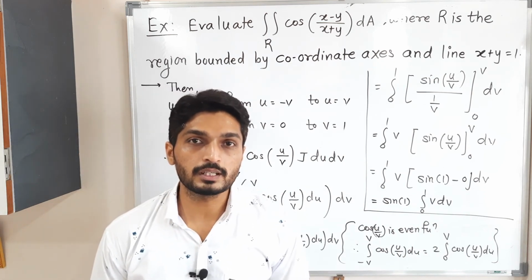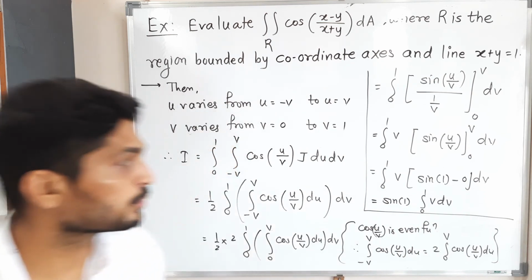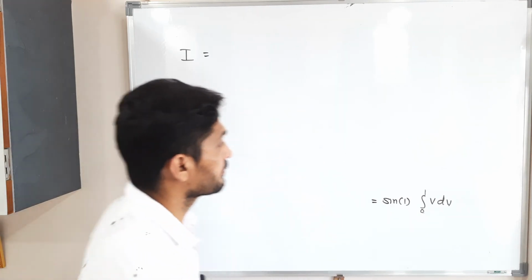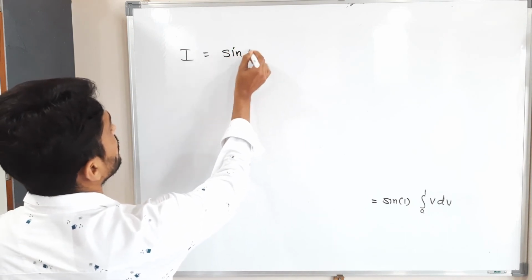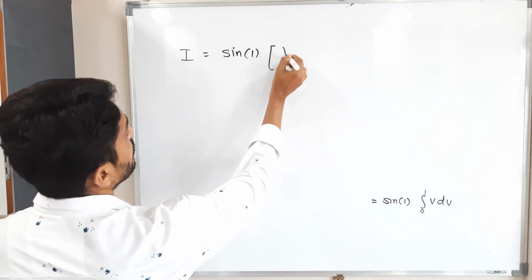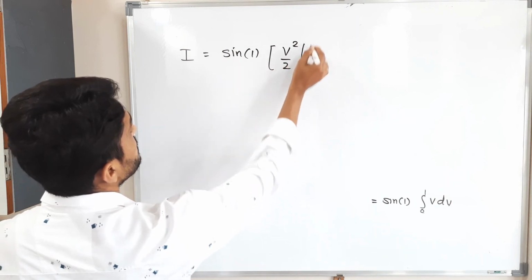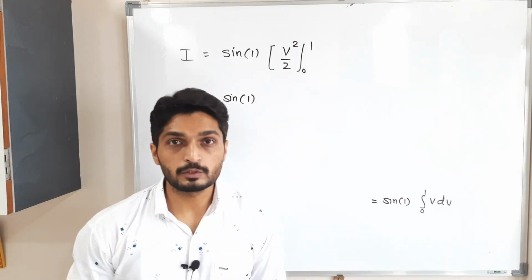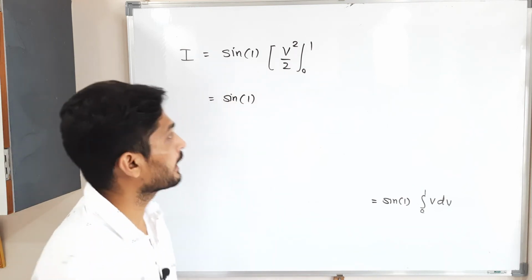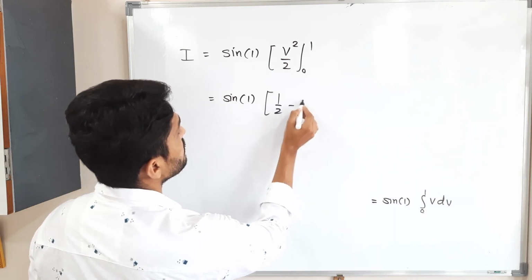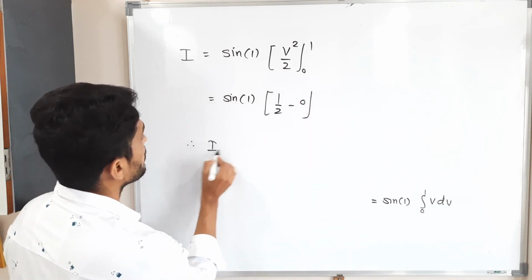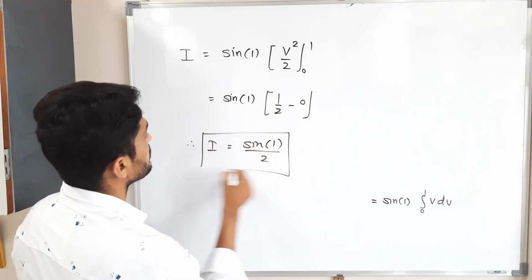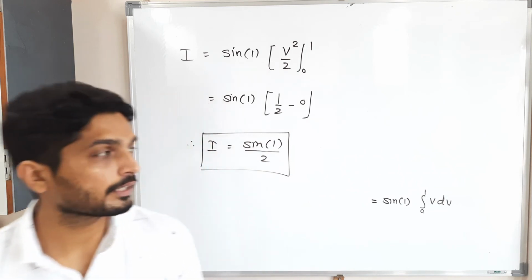What is the integration of v? It is v square by 2. So let us do that. Before that, make a screenshot of it, then we will go further. So it is sine 1 times the integration of v, which is v square by 2, with limit 0 to 1. So it is sine 1, and I am putting the upper limit. If I put 1, 1 square is 1, so we will have 1 by 2. Minus, if I put 0, we will have 0. So what is the required answer? It is sine 1 by 2. So this is the required answer. In this way we have got the final answer.